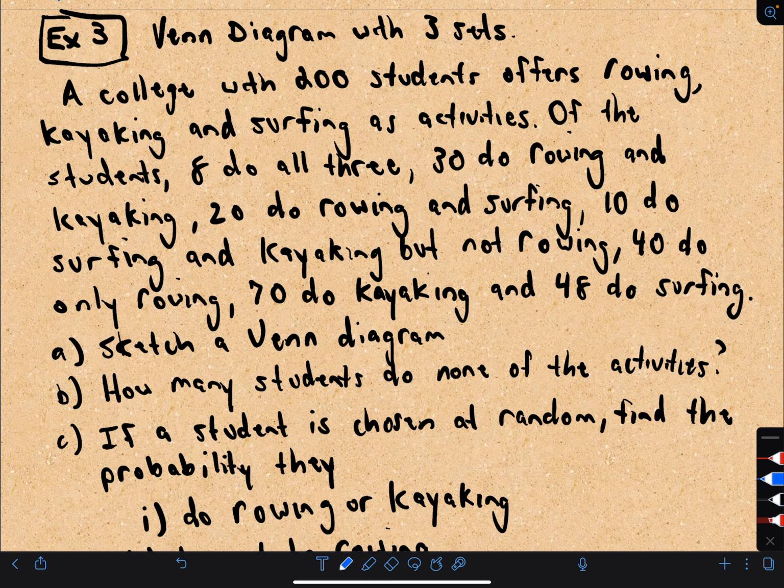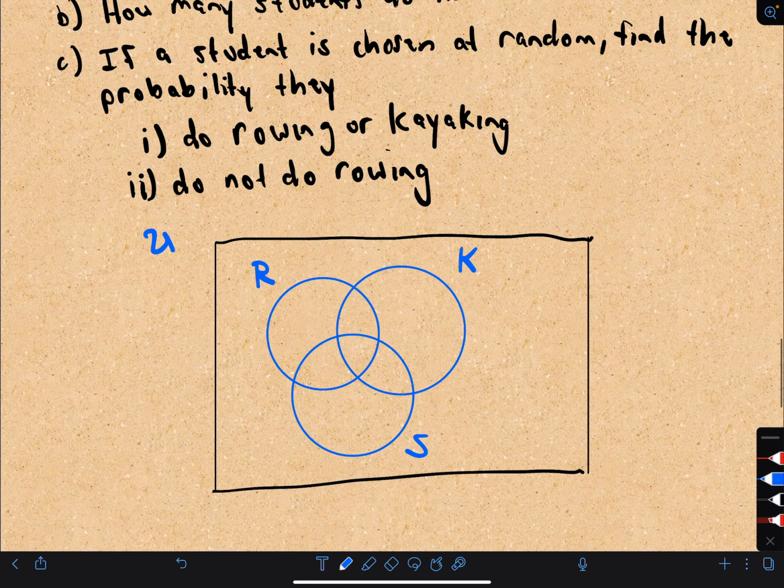I think the first thing that I'm going to use is that we know that 8 do all 3 of these activities. So 8 people do all 3 of the activities. That means my value has to be in the rowing circle, it has to be in the kayaking circle, and it has to be in the surfing circle. So if you think about shading these, it's got to be in the rowing circle, it's got to be in the kayaking circle, and it also has to be in the surfing circle.